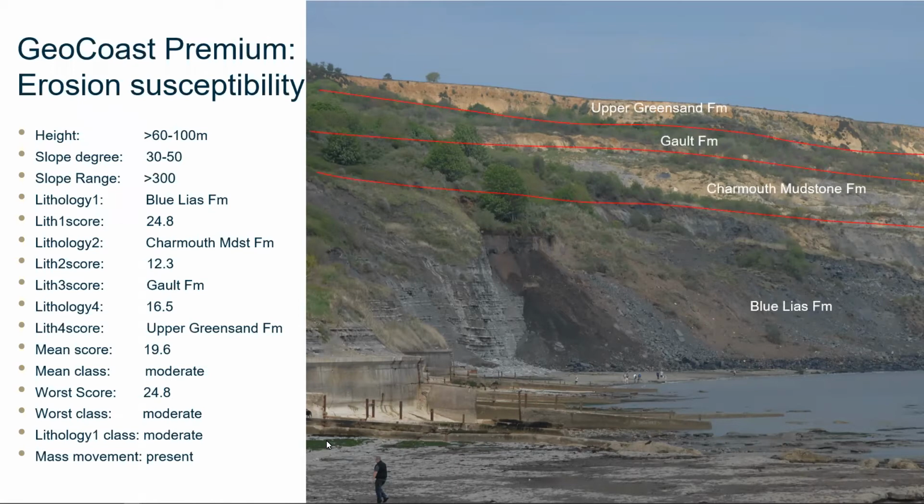So as part of GeoCoast Premium, users are provided with these erosion classifications, which denote the mean and worst classifications identified within a cliff sequence for the different lithologies present in that sequence. Now, the lithology susceptibility at the base of the sequence is also explicitly described within the dataset, as this is the one that's most likely to be susceptible to coastal erosion when considering processes of wave attack.